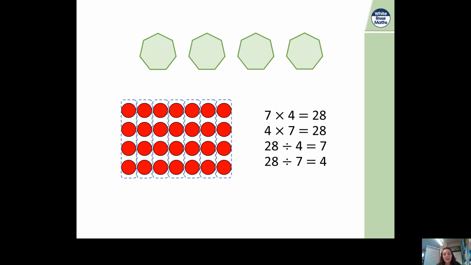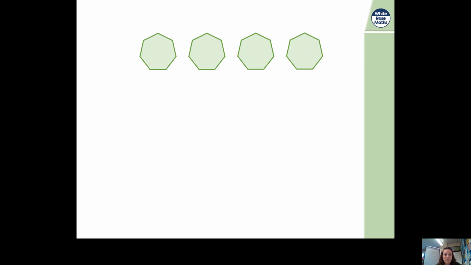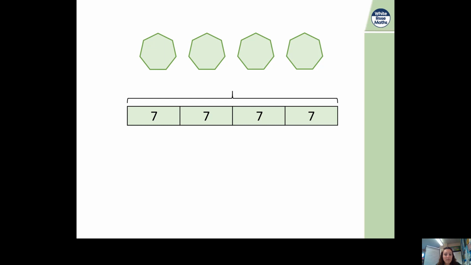And they both equal 28 because multiplication is commutative. Now, if we look at division, if we're dividing up that 28, we can divide it into groups of 4. Here we go. We can see there are 7 groups, or groups of 7, and there are 4 groups. So 7, add 7, add 7, add 7 equals 28. So 7 times 4 is 28, and 4 times 7 is 28.